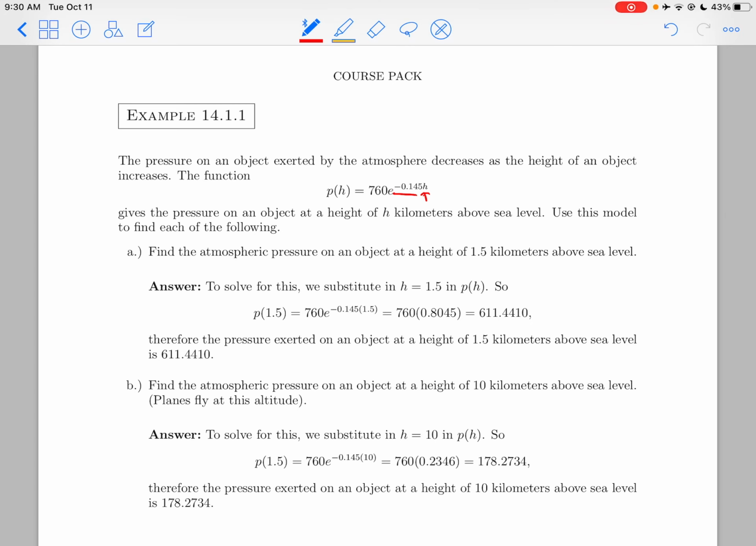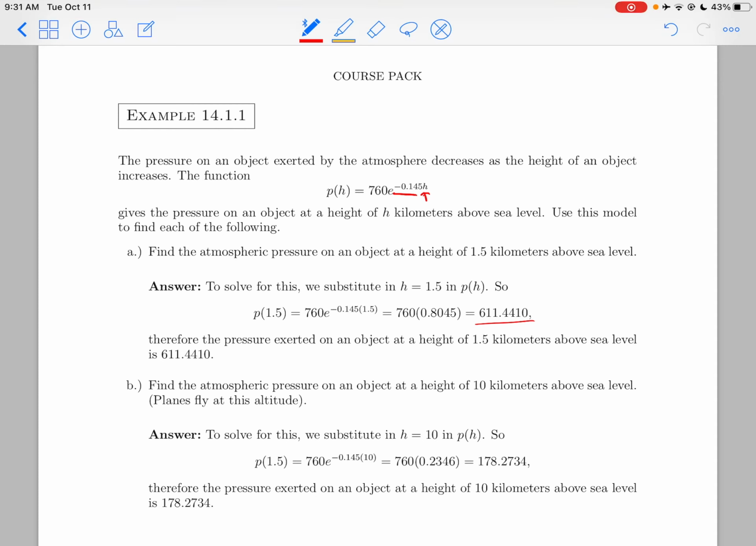H is going to be in kilometers above sea level. The first thing they want to know is find the atmospheric pressure on an object at a height of 1.5 kilometers above sea level. So in this case, h is going to be 1.5. You can plug this straight into a calculator. You have the value e, that constant, on your calculator, and you're going to do e to the power of negative 0.145 multiplied by that value of h, 1.5. And then at the end, you're going to multiply that by 760 to give you 611.4410.